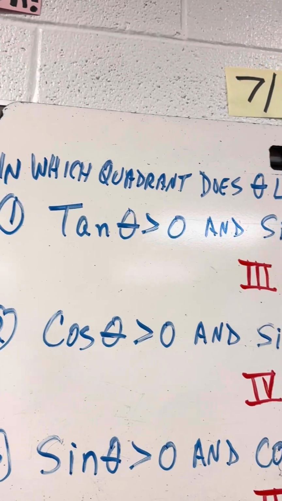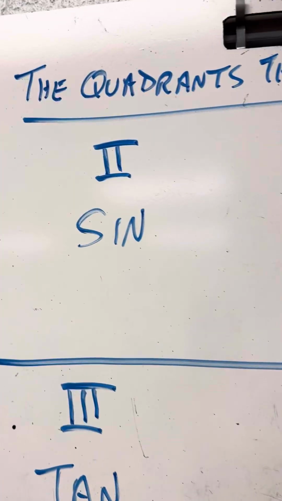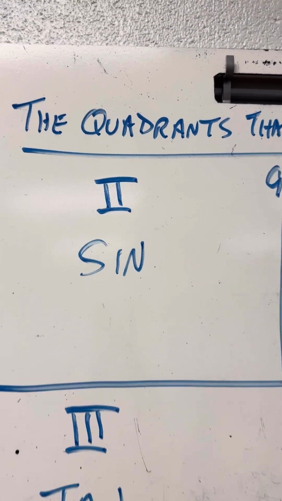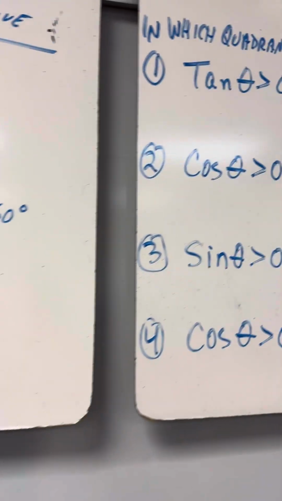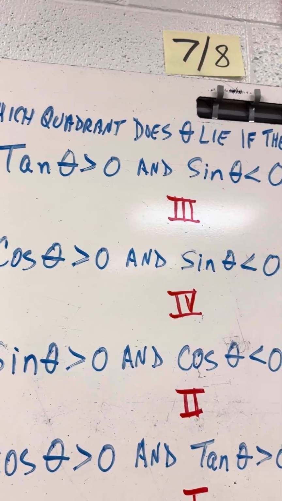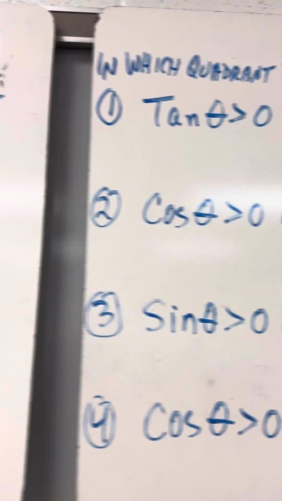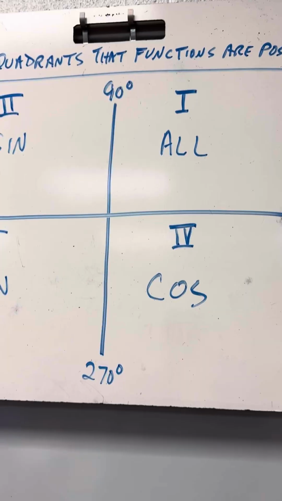Where is sine positive and cosine negative? Sine is positive in quadrant 2. Okay? And cosine negative, quadrant 2. Where is cosine positive and tan positive? That's where all of them are going to be positive, in quadrant 1.